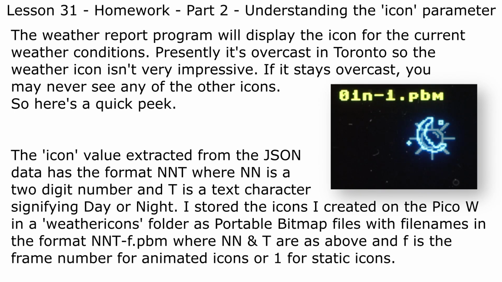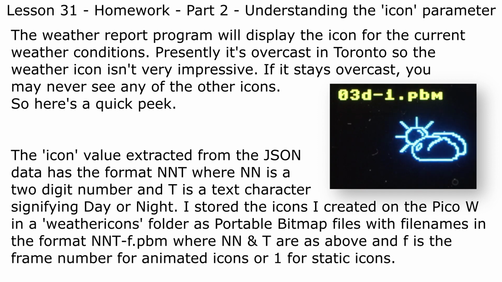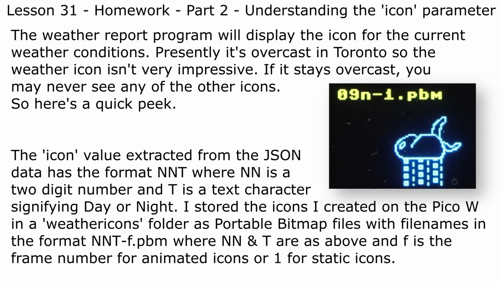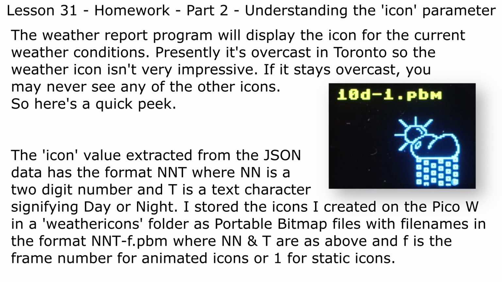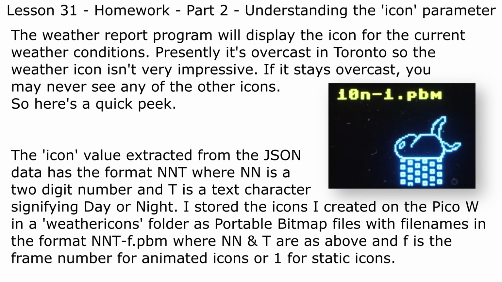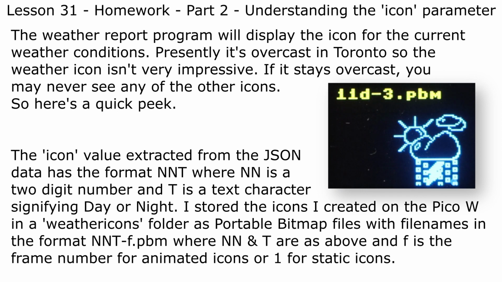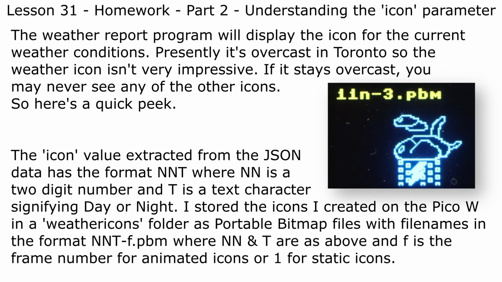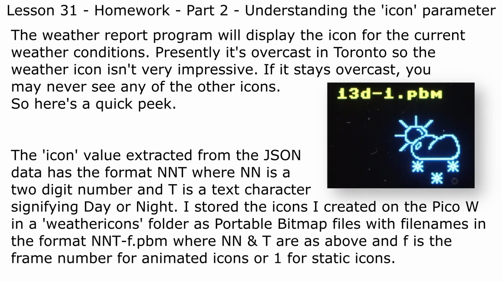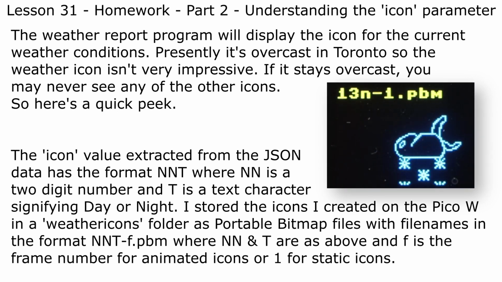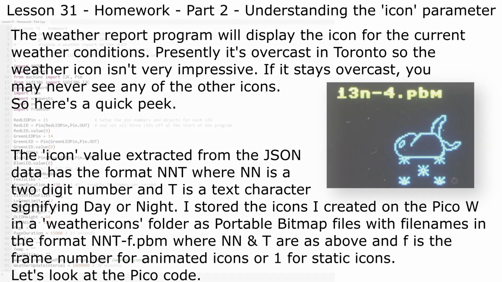The icon value extracted from the JSON data has the format NNT, where NN is a 2-digit number and T is a text character signifying day or night. I stored the icons I created on the Pico W in a weather icons folder as portable bitmap files with file names in the format nnt-f.pbm, where NN and T are as above and F is the frame number for animated icons or 1 for static icons. Let's look at the Pico code.